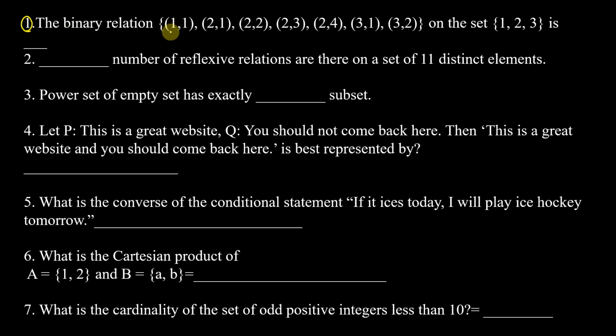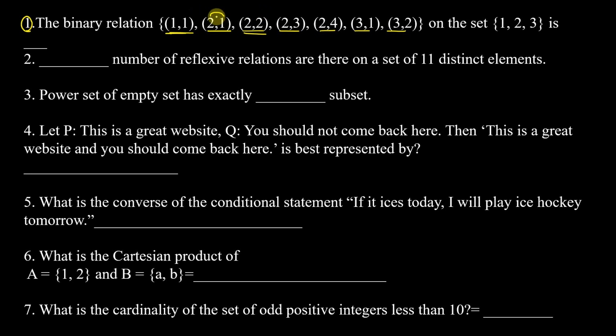The binary relation {(1,1), (2,1), (2,2), (2,3), (3,1), (3,2)} on the set {1,2,3} is dash. So it is asking what is the property of the relation. Here you observe it has the ordered pairs (1,1) and (2,2) but not (3,3), so it is not reflexive. Then we look for symmetric relation. It has (2,1) but we don't have the (1,2) ordered pair, so it is not symmetric.